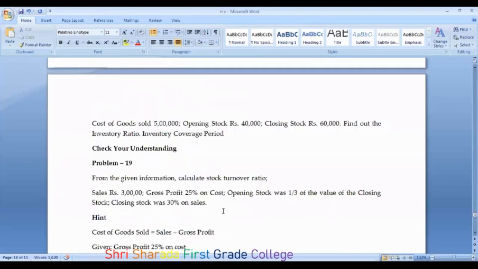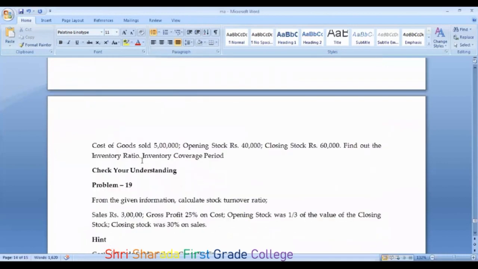Okay. Now, in the 18th problem, there is a cost of goods sold of 5 lakhs, opening stock of 40,000 and closing stock of 60,000. Find out the inventory ratio and inventory coverage period. The inventory ratio is also nothing but the stock turnover ratio. So find out the cost.